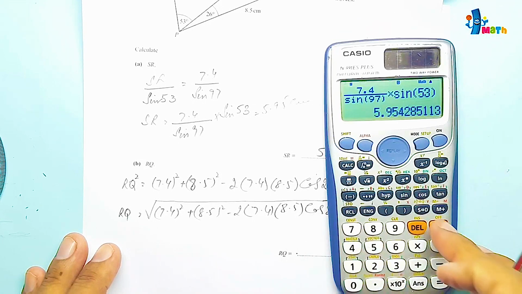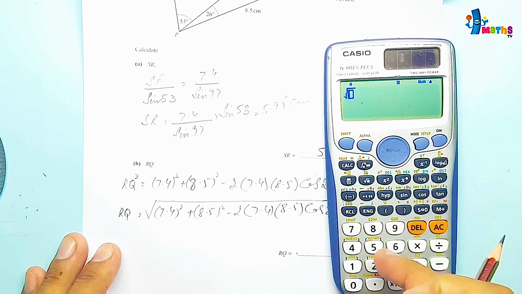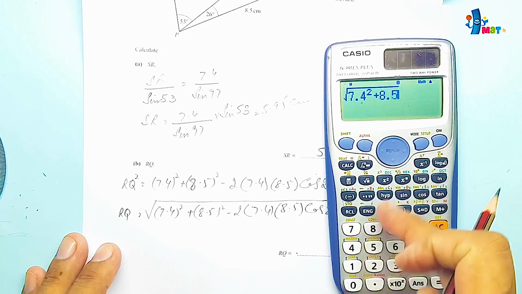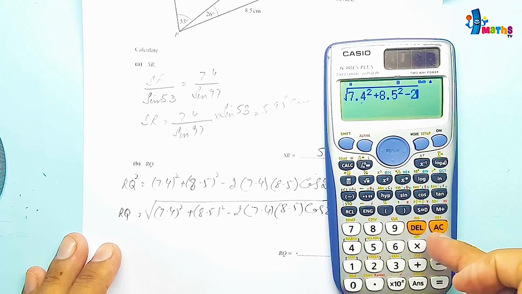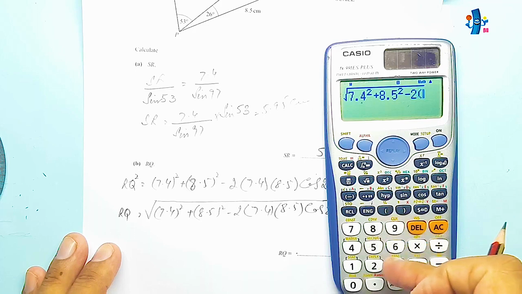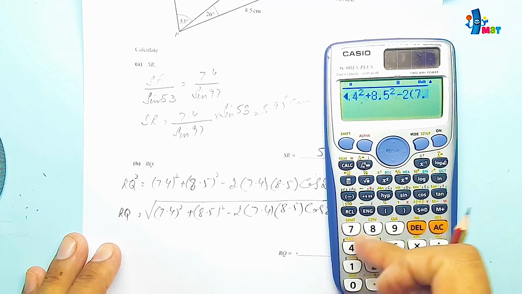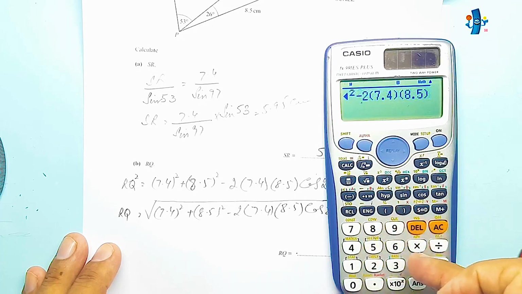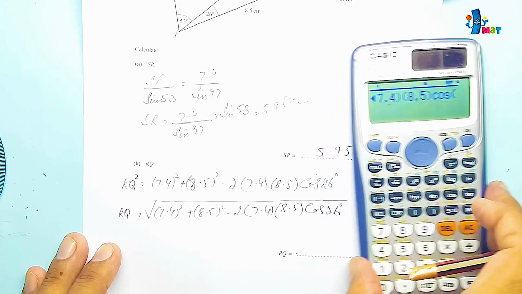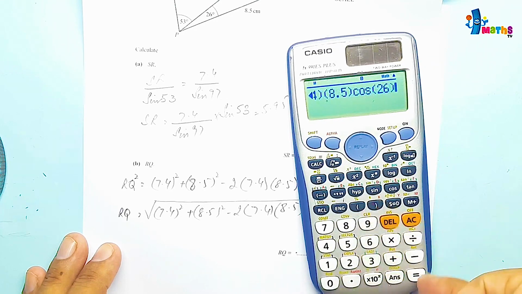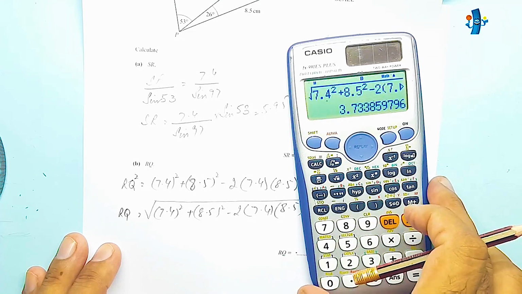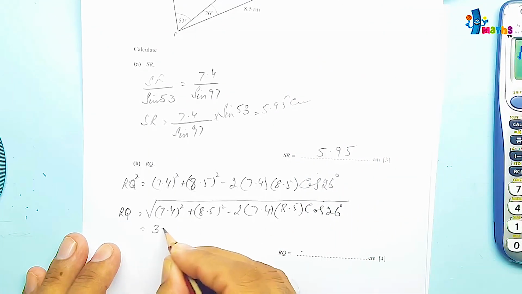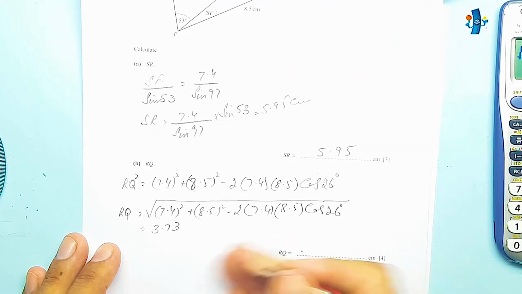Now we have to use the calculator for this. Root of 7.4 squared plus 8.5 squared minus 2 into 7.4 into 8.5 and cos of 26. This will be equal to 3.73. So this is equal to 3.73, and this is in centimeters.